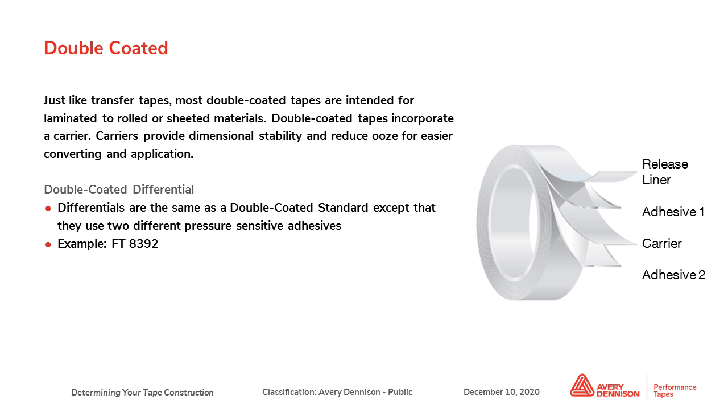Specifically for the 8392 version, the bottom adhesive, as shown in the diagram, is adhesive 2. That's the one that gets laminated to your flexible material. The one in 8392 is an acrylic adhesive that is optimized for bonding to polyurethane foams. Now that acrylic adhesive would not be so great for bonding to low surface energy plastics, so we coat a different adhesive on the other side for adhesive 1. In this particular case for 8392, we coat a rubber adhesive, which is great for sticking to polypropylene.